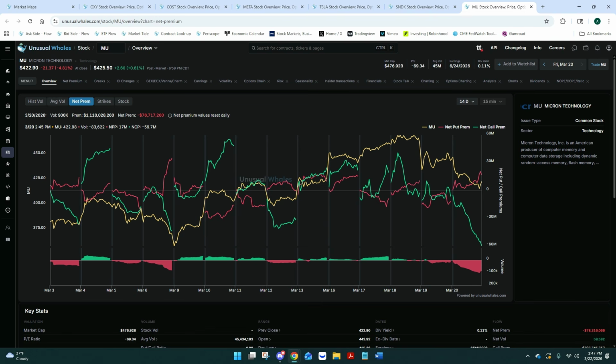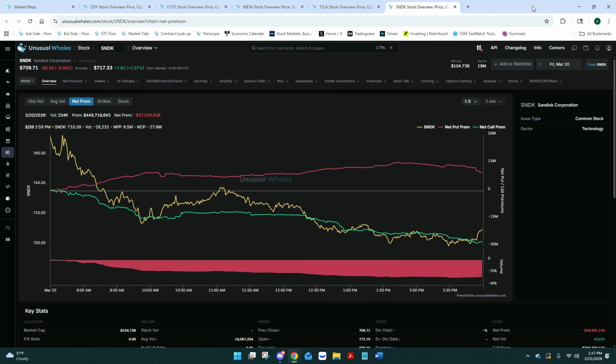So MU was not one of our names on the chart here. It's going to be SNDK and WDC. So this would be one of interest potentially here. We might revisit it, we'll see. So MU would have been interesting.